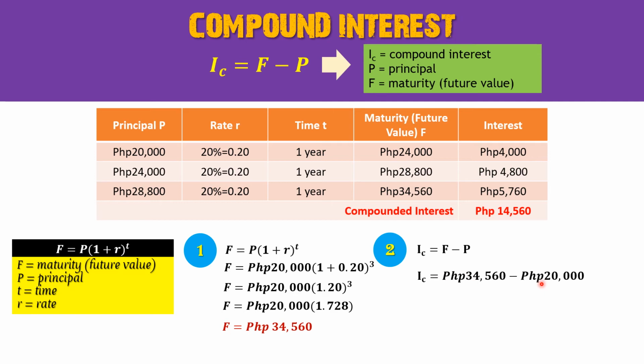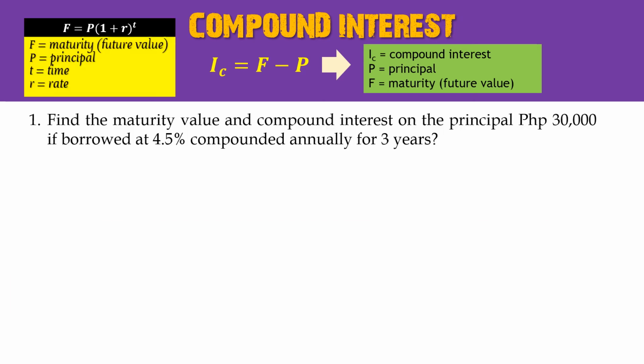So, subtraction, the compounded interest is 14,560 pesos. As you can see, the same lang silang dalawa. Okay. Next, have you a problem?